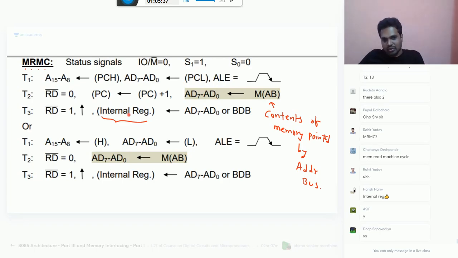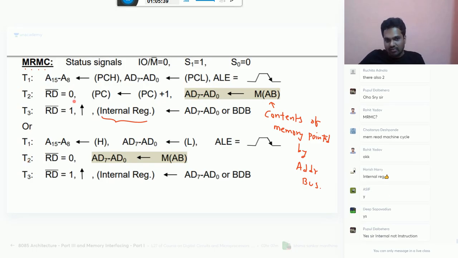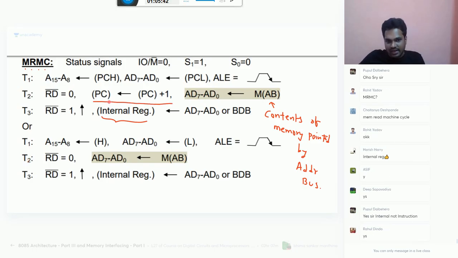Now, another case also I showed here. Not every time PC will be incremented. Second case, like stack operations, sometimes this is also possible. It is not the general case every time. In this, there is another case where program counter may not be incremented. Some other register pair may be used. Not only HL, it can be any other also. I will show you those conditions.